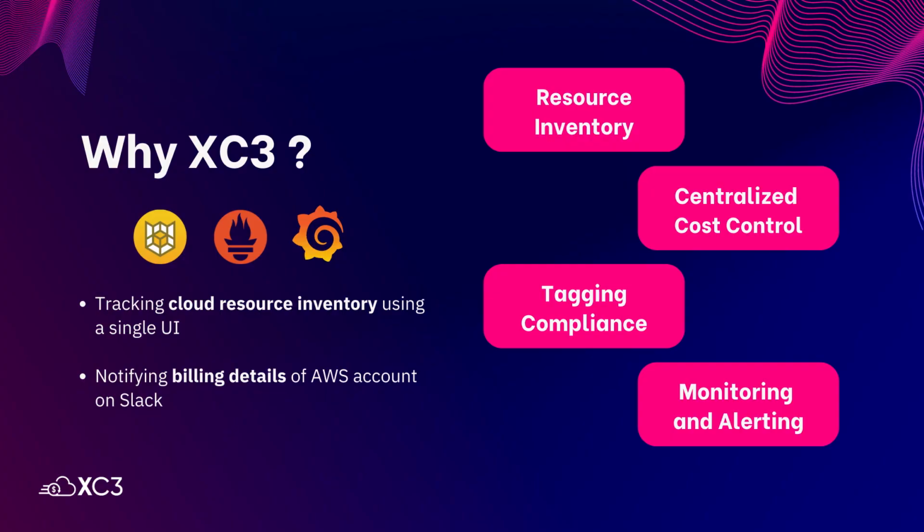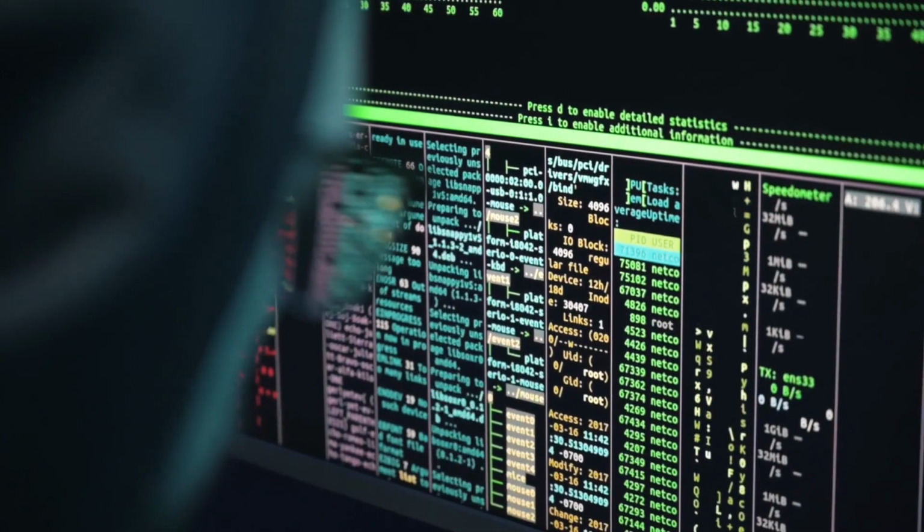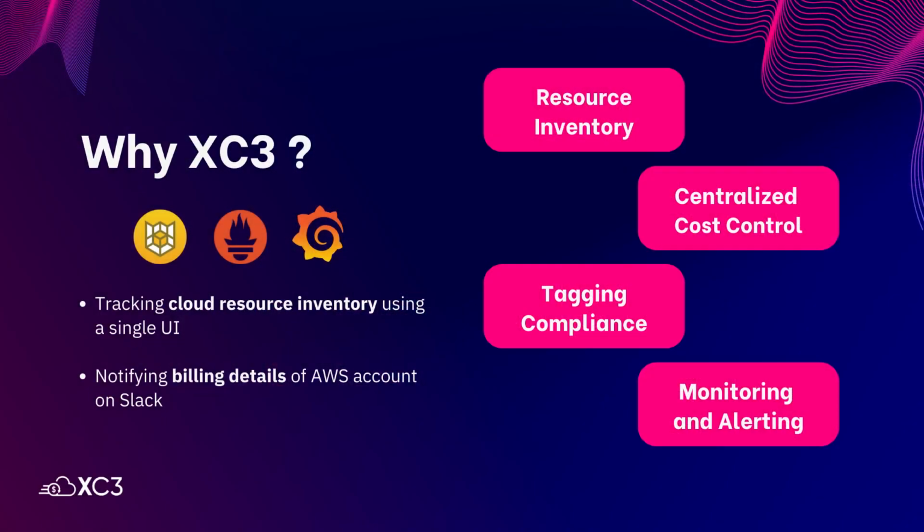So, why choose XC3? XC3 is a cloud cost control solution powered by open-source tools such as Cloud Custodian, Prometheus, and Grafana, which helps businesses optimize their cloud resource usage and control costs more effectively. With centralized cost control, XC3 provides a single UI to track all cloud resource inventory, covering multi-cloud and hybrid cloud infrastructures. Proper cost allocation is critical to effective cost control, and XC3 helps businesses achieve this by ensuring tagging compliance with greater monitoring and alerting features.